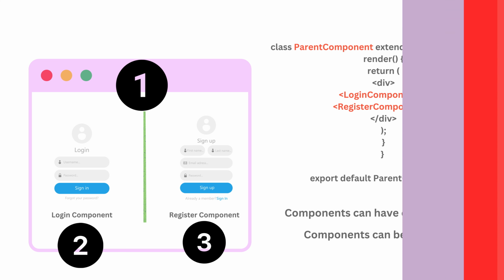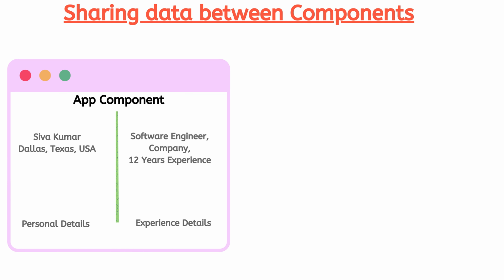Now let's look at how we can share the data between the components in React.js. If you see the left side of the web page, we have personal details and experience details. Within the personal details, we have a name and the location, which is the address. On the right side, you see the role as well as the company and the number of years of experience. In this scenario, the left side component is personal details and the right side component is experience details. Both these components are part of the parent component, which is the main component, the app component.